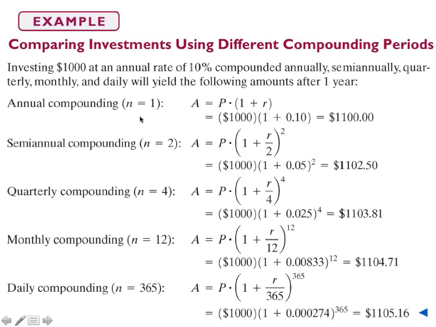If you have annually compounded, that means N equals 1. So we're going to use our formula. We have A equals P times 1 plus our rate, and the rate should be divided by N. But R divided by 1 is still just going to be R, so we just leave that there. And then the power is going to be 1 times 1, because we have 1 year and N equals 1.